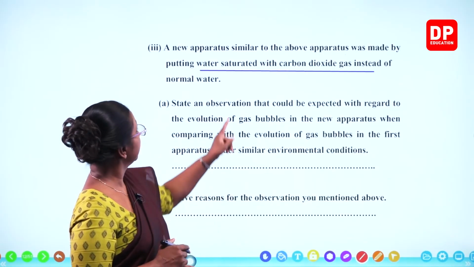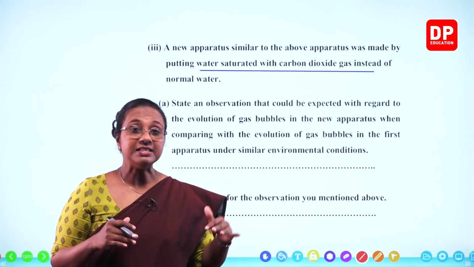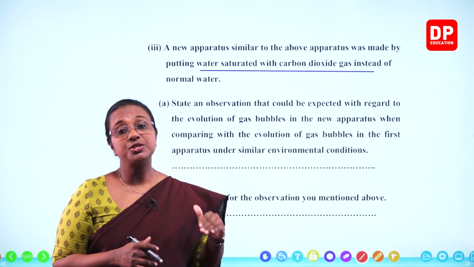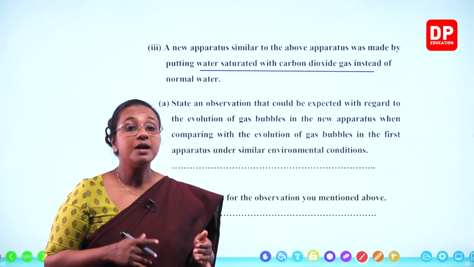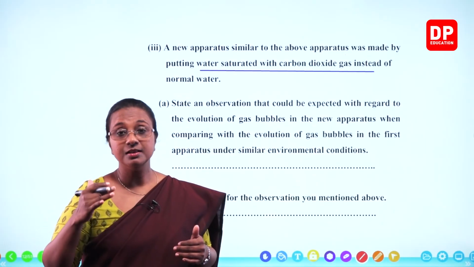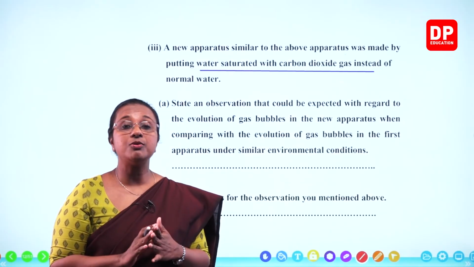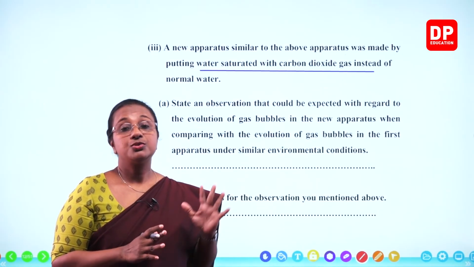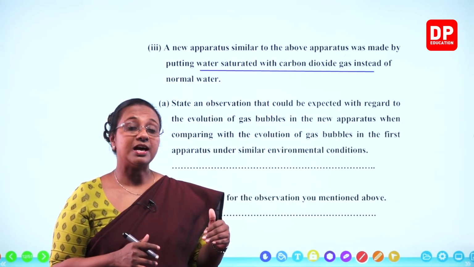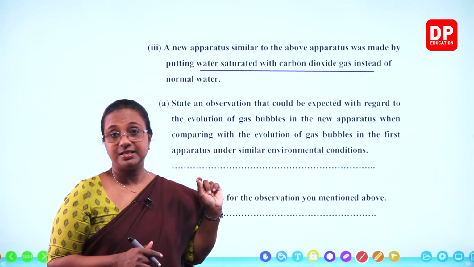But here what they do is they use water saturated with carbon dioxide. What is the meaning of saturation? That means there is the maximum possible carbon dioxide dissolved in water. That is the saturated solution, the maximum amount of solute dissolved in the solvent. So there is the maximum amount of carbon dioxide that can dissolve in water, dissolved already. That means the amount of carbon dioxide is high in the second setup, or the new apparatus.